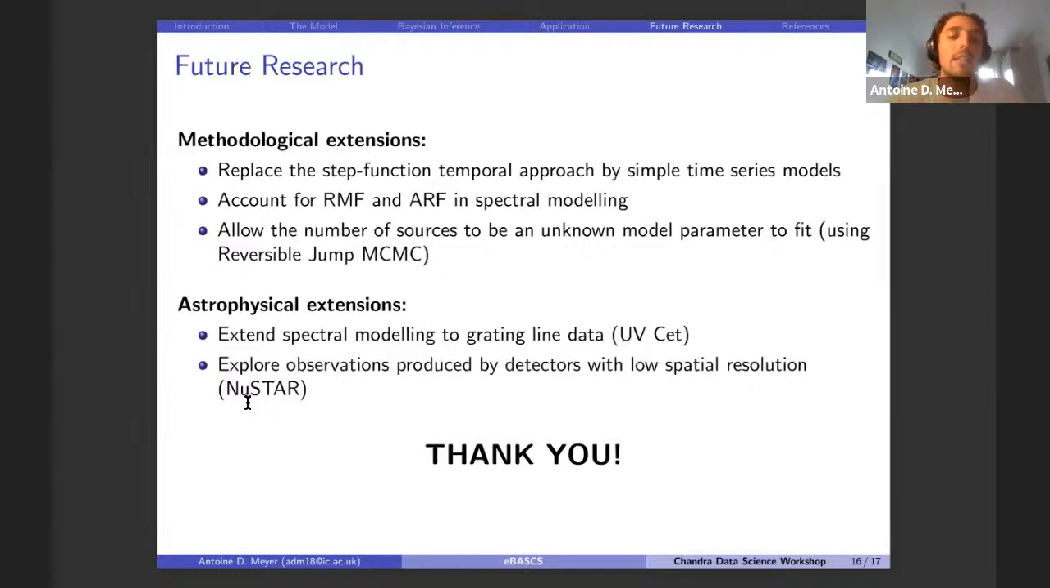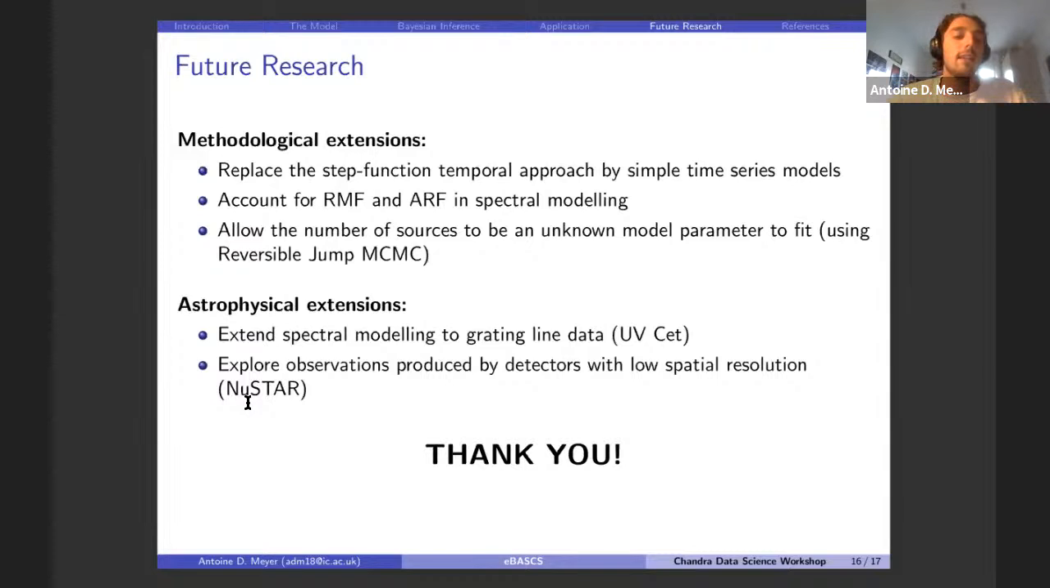And on the astrophysics side, we'd like to extend our spectral modeling to grating line data, for example. We studied the 0th order image just before, but if we can separate the grating lines during our algorithm, then we can do a lot of interesting analysis after that.